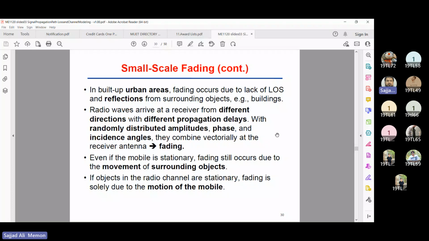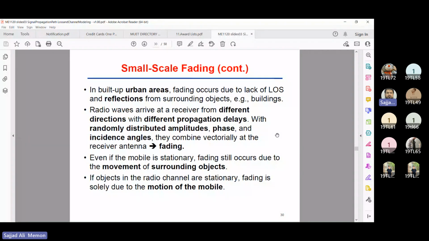In built-up urban areas, fading occurs due to lack of line of sight path. Basically, this is due to the lack of a line of sight path and reflections from surrounding objects, for example buildings. In class I have given the same example many times: as at this time I am sitting in my office.